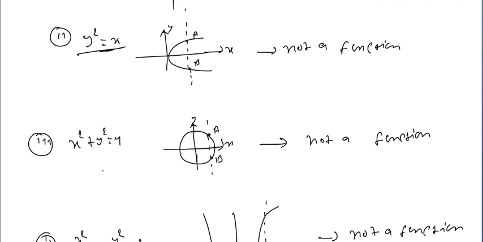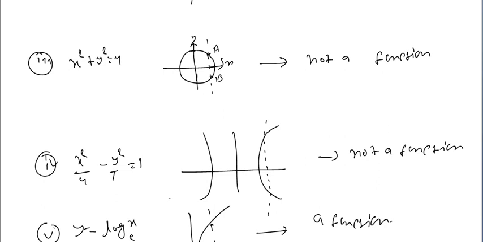Now the third example is the equation of a circle: x² + y² = 4. That is a circle of radius 2 with center at the origin. This is a very simple curve. Now draw a line parallel to the y-axis. It is cutting at point A and point B, so it also is not a function. Now suppose the next curve is a hyperbola. You know what the graph of a hyperbola is? x²/4 - y²/1 = 1. This is the left part and this is the right part of the hyperbola. If you draw a line parallel to the y-axis, it is cutting at 2 points, that is point A and point B, so it is also not a function.